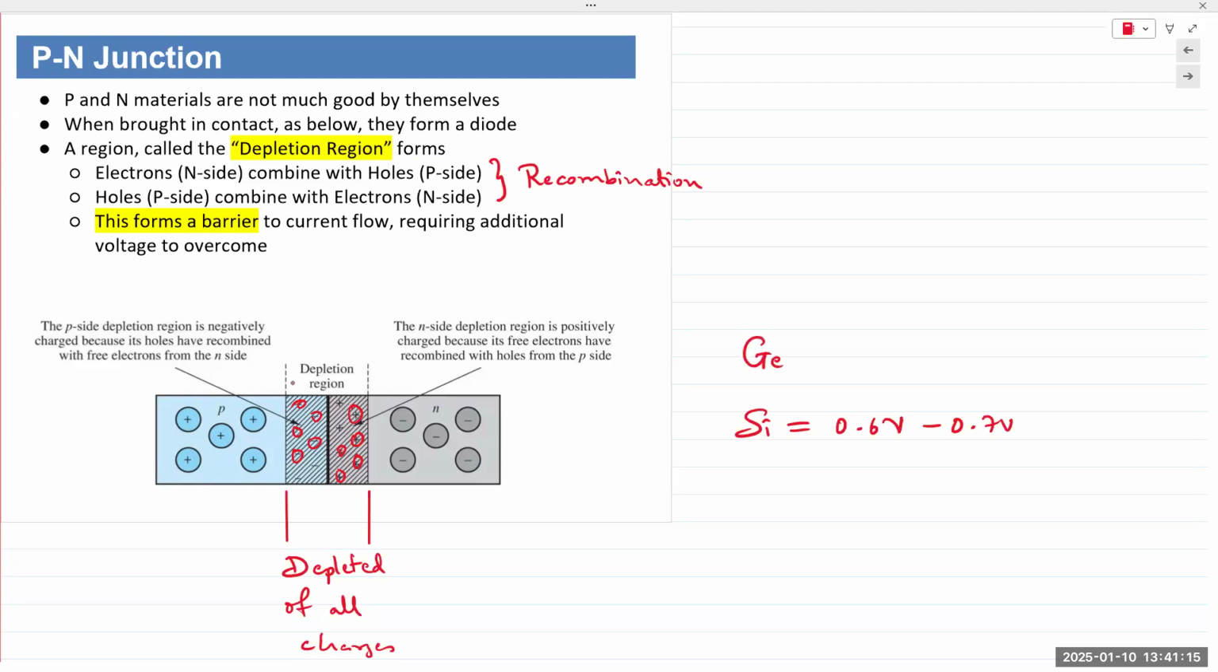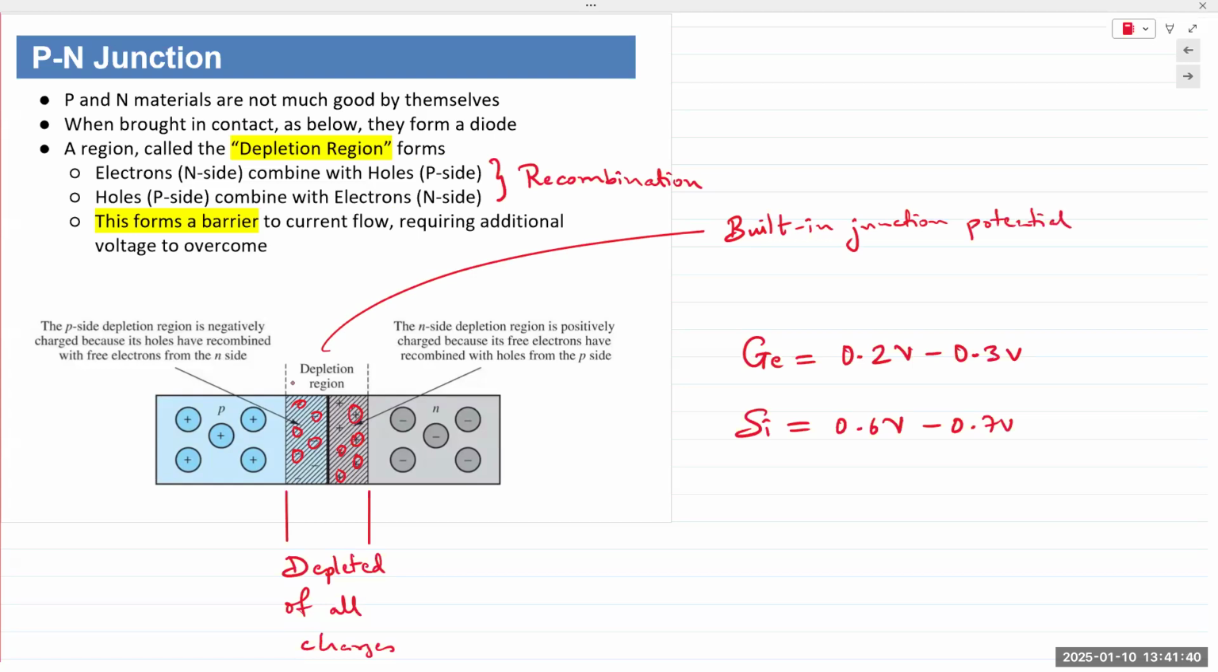Okay, if you create it out of silicon, it's about 0.6 to 0.7 volts. If you create it from germanium, it's around 0.2 to 0.3 volts. And this is known as the built-in junction potential. The movement of the holes and electrons creates a barrier. That barrier needs a certain voltage to overcome.